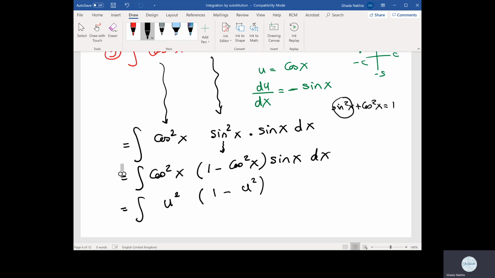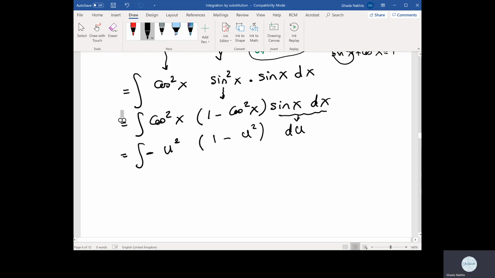Sine x dx. Now, what is sine x dx? Minus du. So I can put a minus somewhere here, inside or outside the bracket of the integration. And instead of sine x dx, in fact, I can put minus du and stick the minus anywhere. Doesn't really matter. You can kick it out of the integration. It's perfectly fine.